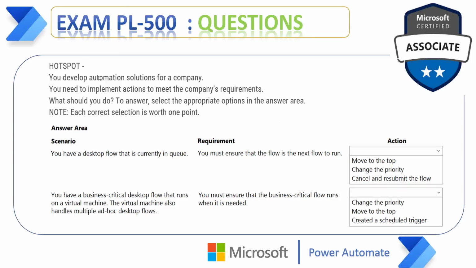Alright, what is the PL500 question? If you see on the screen, you develop automation solutions for a company. You need to implement actions to meet the company's requirement. What should you do? Two scenarios have been given. In one scenario, you have a desktop flow that is currently in queue, and you must ensure that the flow is the next flow to run.